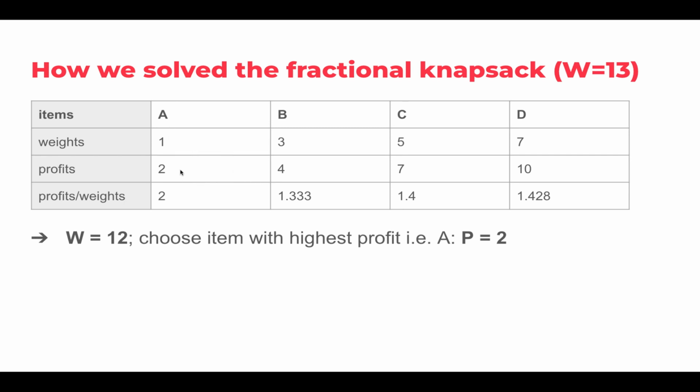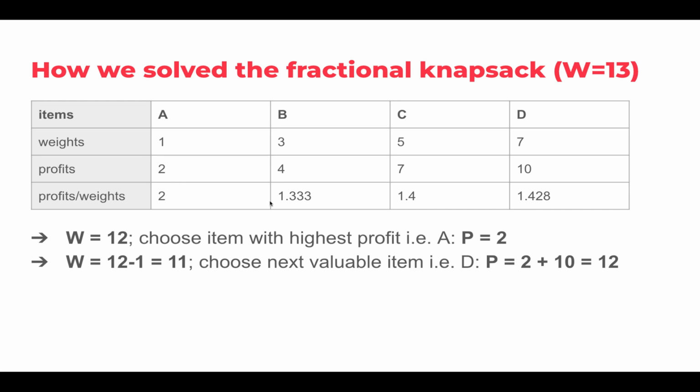And the profit I'm going to get from it is going to be 2. And now the remaining weight I have is going to be 11. So it's going to be 12 minus the weight of that item, 1. So I remain with 11. So I now choose the next valuable item.